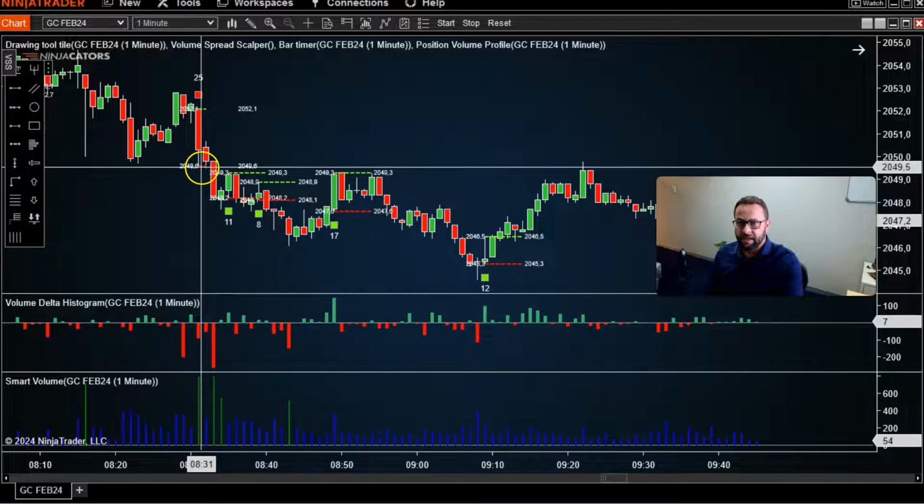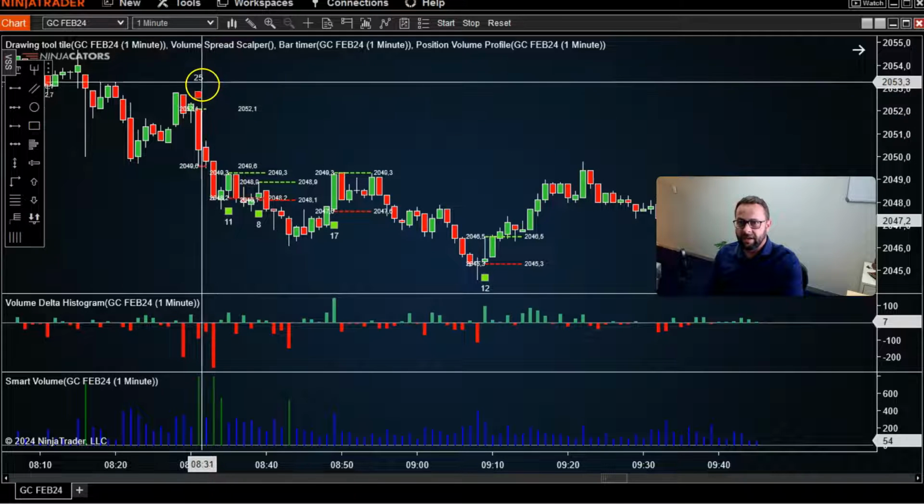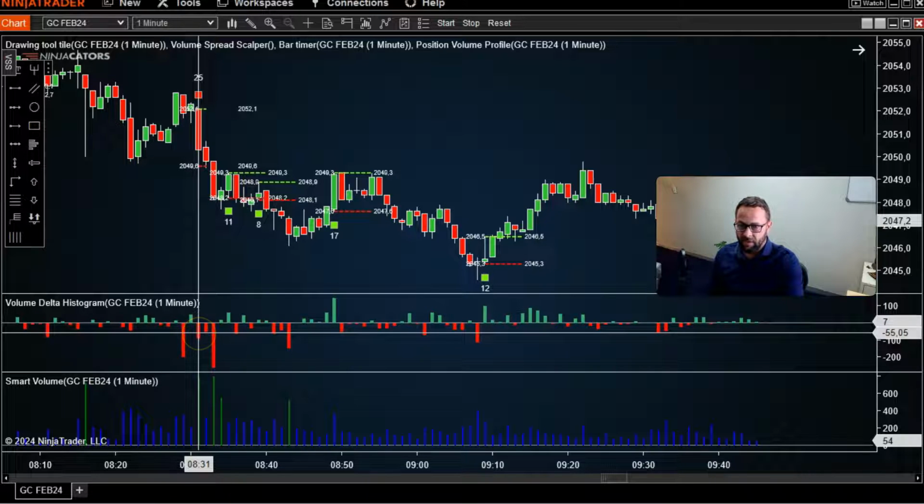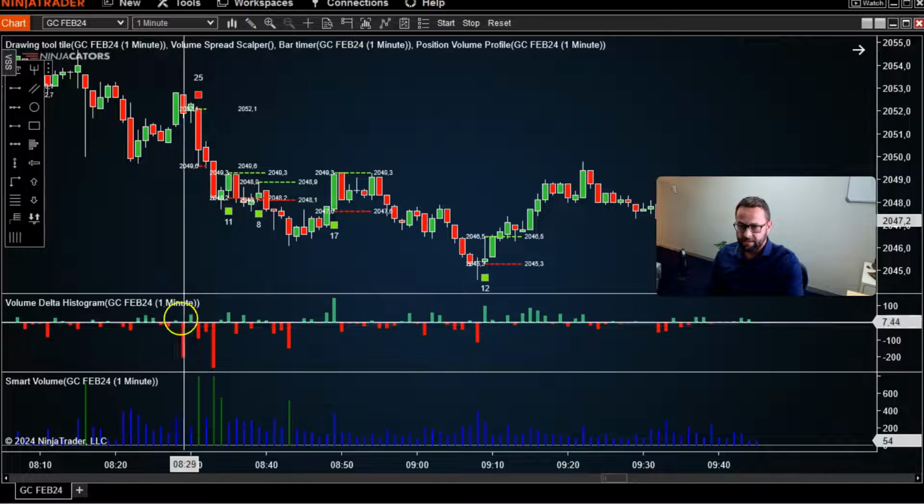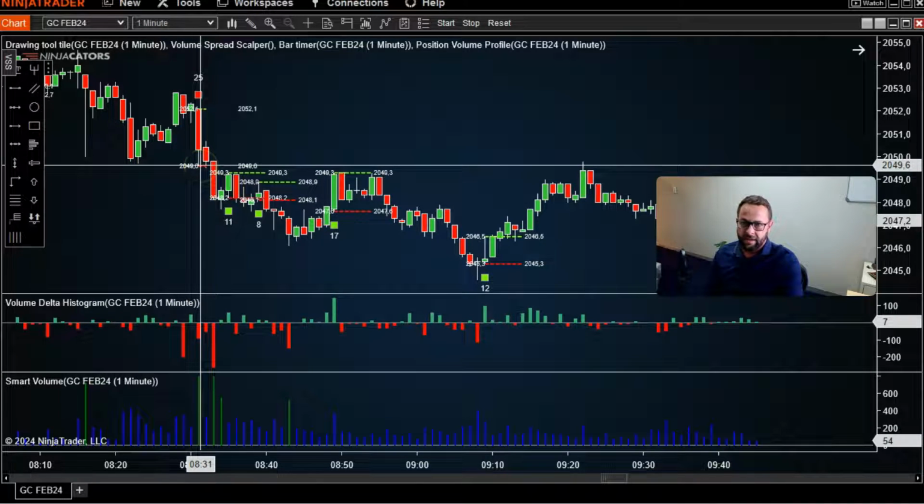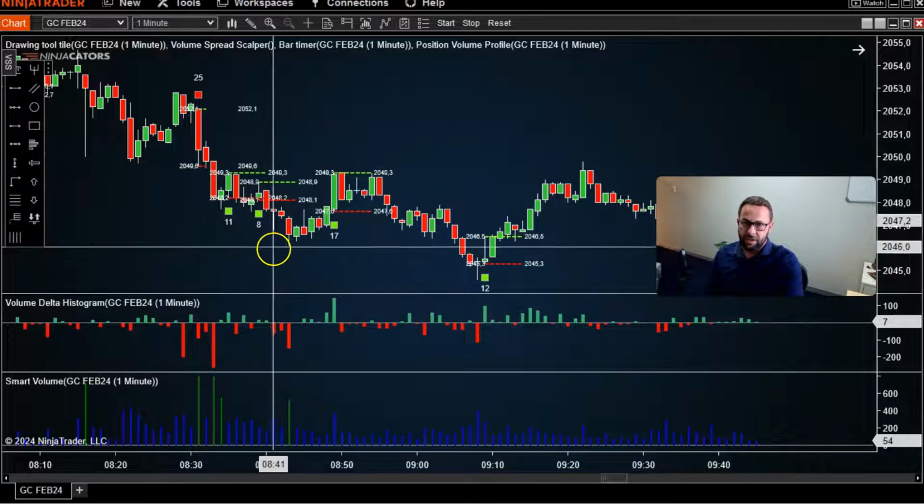The software automatically shows me the low of that candle, the high of that candle, 25 ticks, accompanied by a strong increase in selling volume, right from the volume delta side of things, as well as on the smart volume. So this would, for example, be a trade that I would take to the short side.